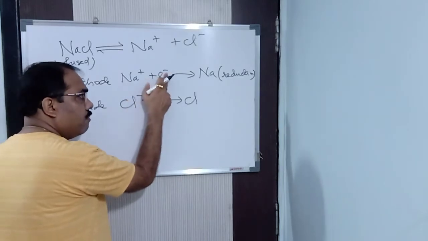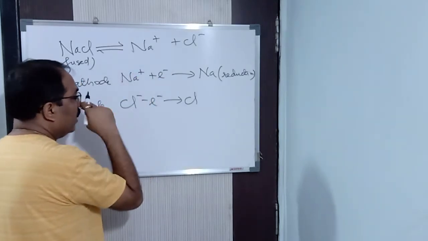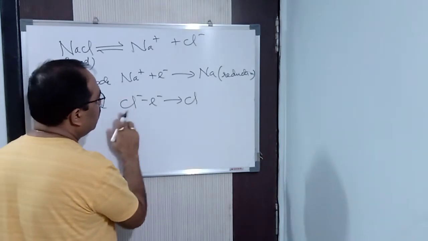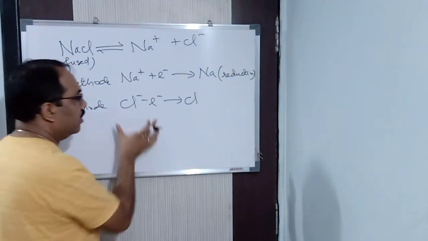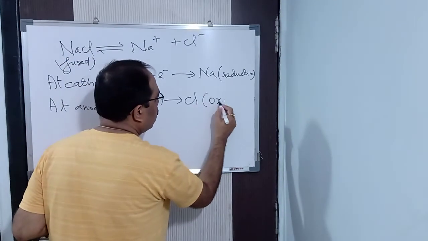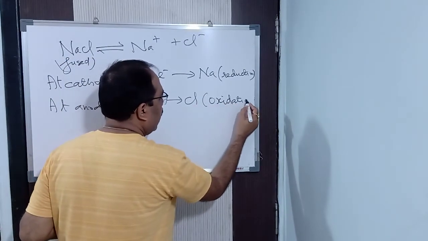Plus into minus is minus, and here it is plus. Minus plus again it is 0. Neutral. So here it is what? It is oxidation. So remember that oxidation always takes place at anode. Loss of electrons is oxidation. So oxidation always takes place at anode.